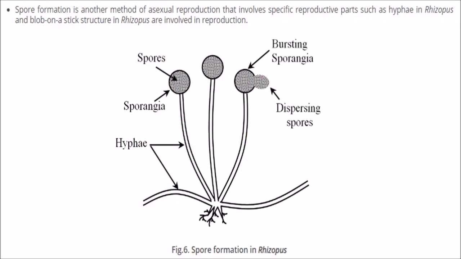Spore formation. You see, these are all spores. Spore formation is another method of asexual reproduction. This involves specific reproductive parts like hyphae, as in rhizopus. So this is spore formation in rhizopus, and a blob on a stick structure in rhizopus is involved in reproduction. So these are spores, this is sporangia, hyphae should be there, and these are the dispersing spores. This is also asexual reproduction.